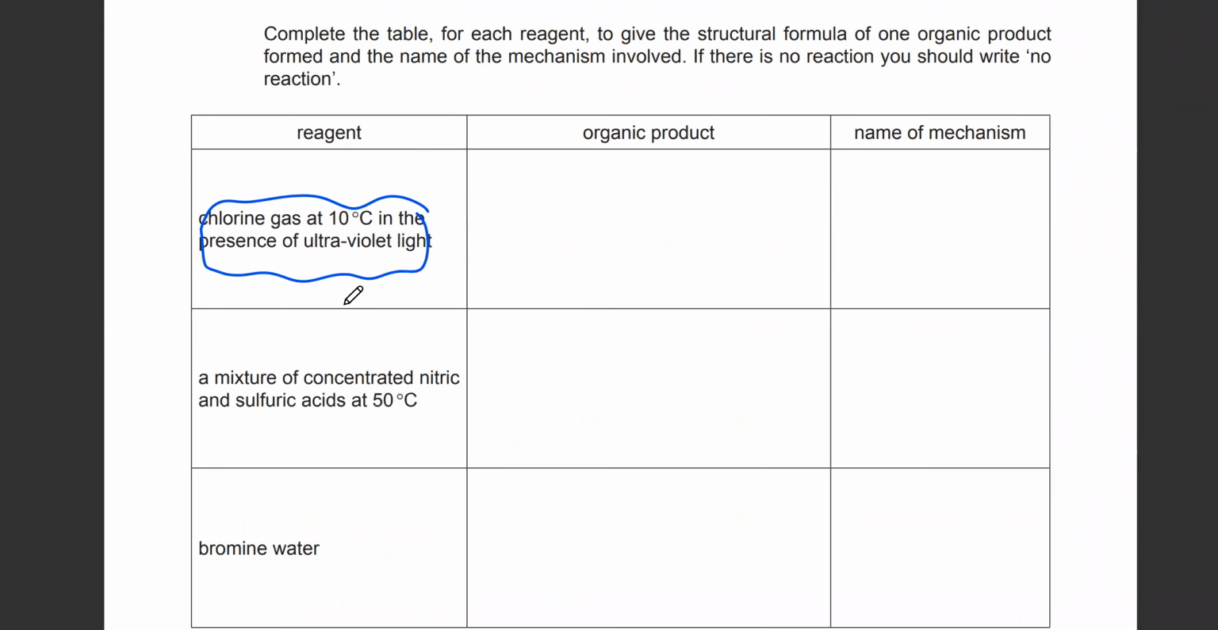For nitration, you need a mixture of nitric acid and sulfuric acid, and the temperature is around 50 centigrade. Is this clear? Yes or no? Is this clear, Ethan? Sir, could you show the table again? This is the table that we have over here. Just a second.